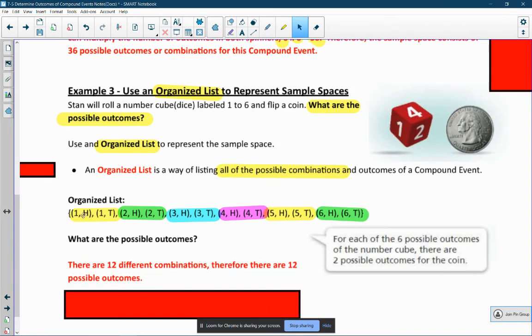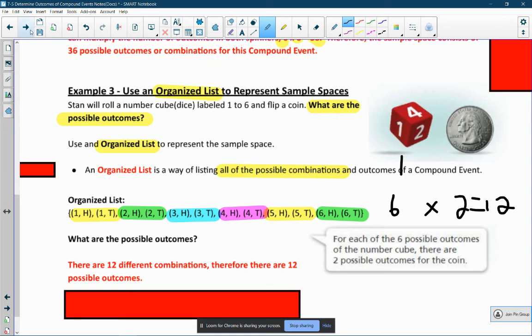There are 12 different ones. 1, 2, 3, 4, 5, 6. There are 12 different combinations. Therefore, there are 12 possible outcomes. Now, another way we can do this: how many outcomes are there on a dice? Well, there's 6. How many outcomes are there when we flip a coin? 2. Well, we can multiply those two things together. What do we get? We get 12. Once again, we can multiply the outcomes of each individual event to figure out how many outcomes or combinations there are with our compound event.